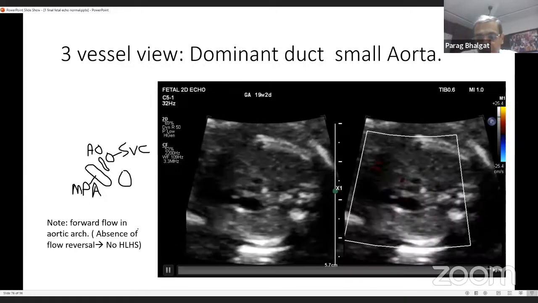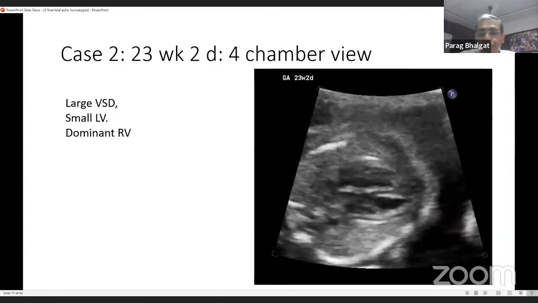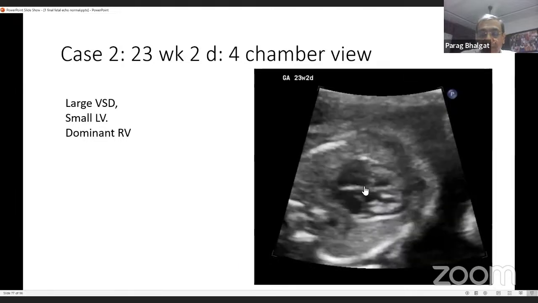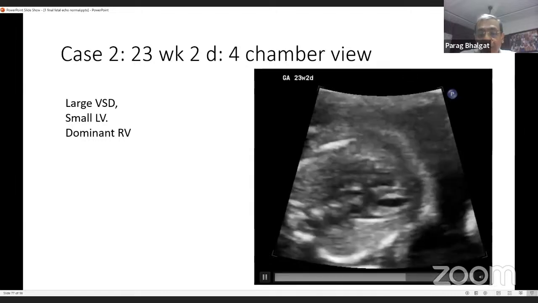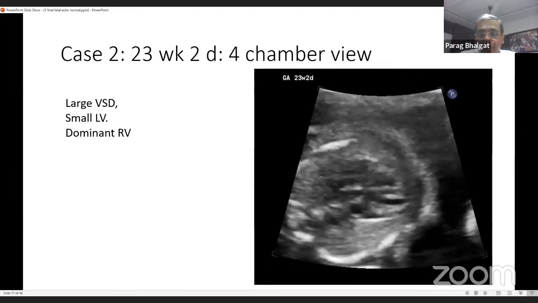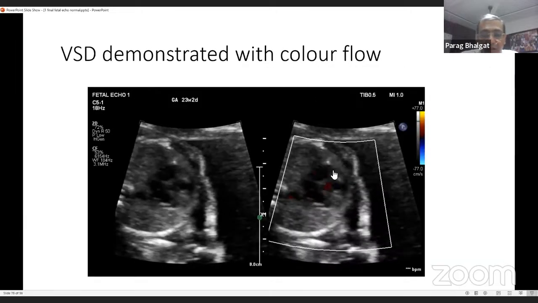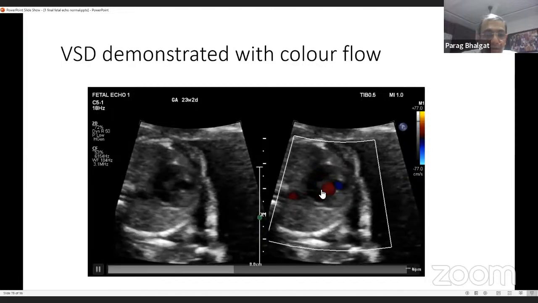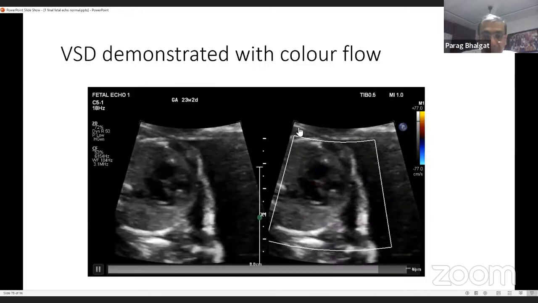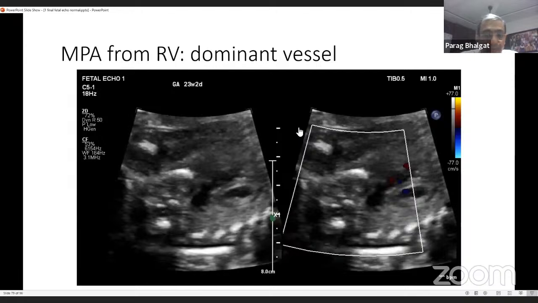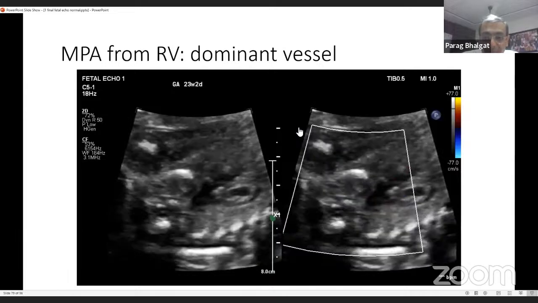Again, a similar case of perimembranous VSD is seen here. This is the perimembranous VSD. Note the size of LV and RV. LV is small, RV is dominant. Color demonstration of the VSD, the color flow going across the VSD. Now note the size of the main pulmonary artery. MPA is big, arising from the right ventricle.